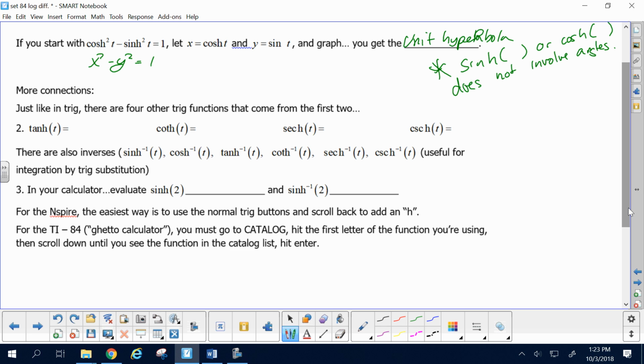Other connections. The hyperbolic tangent is the same as normal in that it's defined as sinh over cosh. Hyperbolic cotangent is cosh over sinh. Hyperbolic secant, or sech, whatever, is 1 over cosh. And hyperbolic cosecant is 1 over sinh. Okay? There are also inverses. Now, all this good stuff is useful for life.